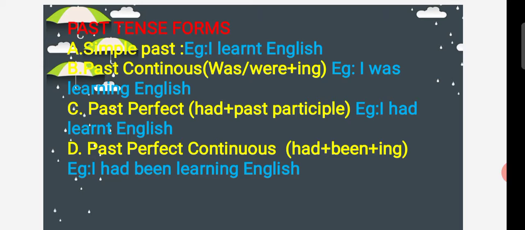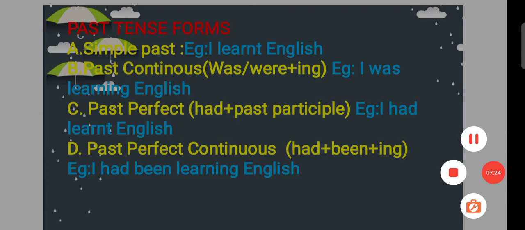So I had learnt English. Learnt is the past participle, we have already seen. So since it's past perfect, you have to add the word had. So I had learnt English.